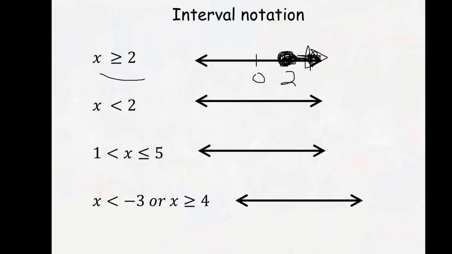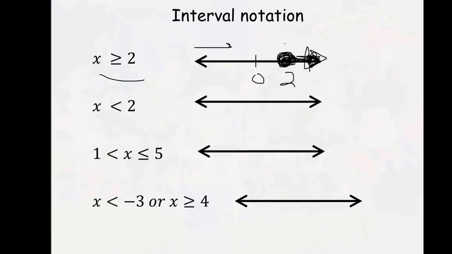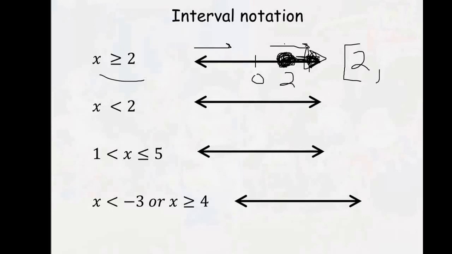Now, to write that in interval notation, you start from the left side of the screen. What's the first thing we see? Right here, we see the number 2. So that's going to be the first thing in my interval. And because we have a closed circle, we use a bracket. As we go from left to right, it just keeps going forever and ever to infinity. So the next number on this interval is infinity, which looks like a sideways 8.